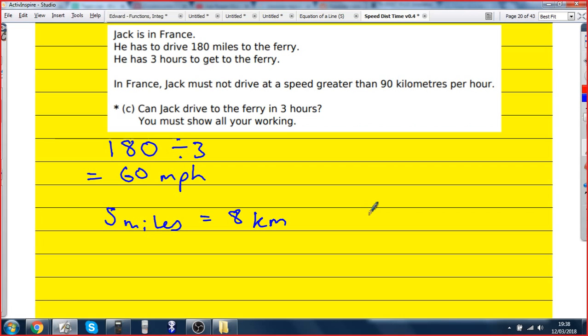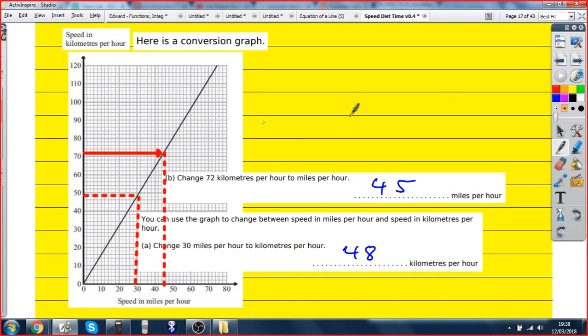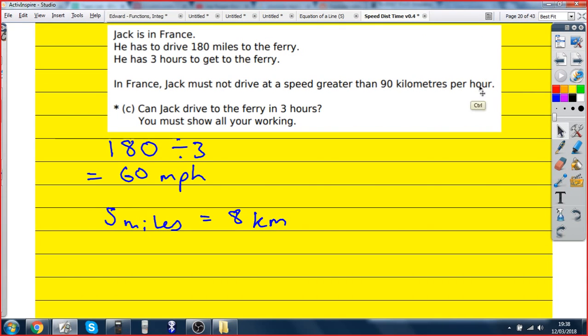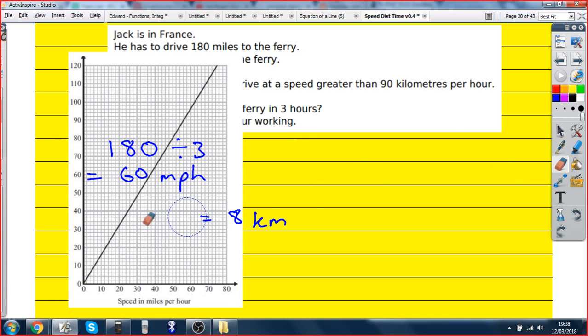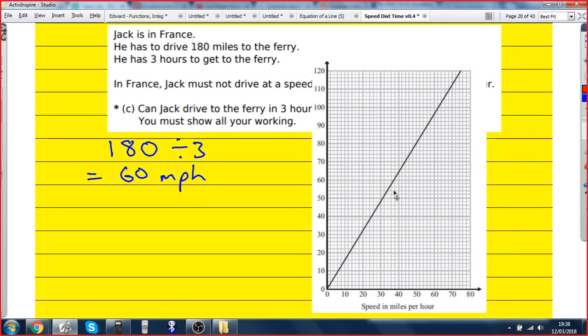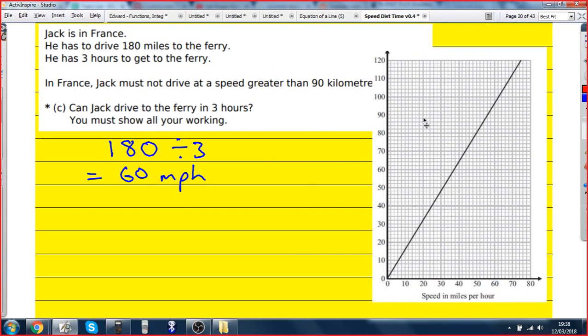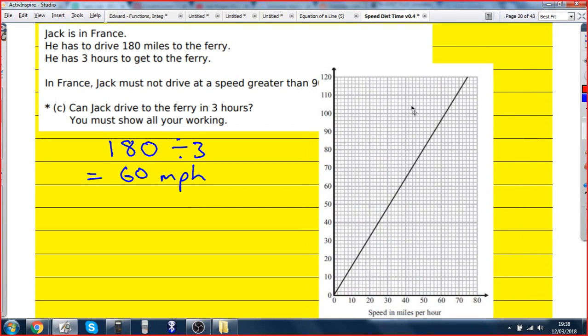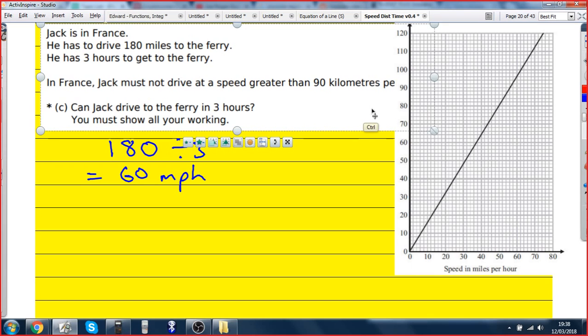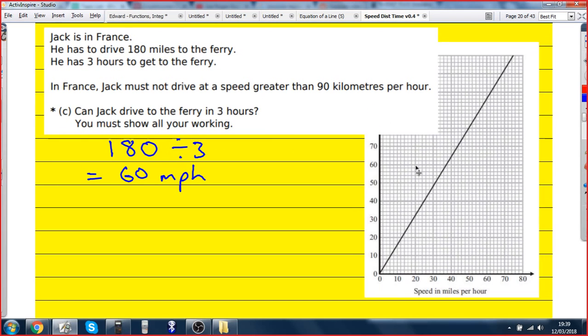Oh, okay, so 60. Wait. Oh, hang on. No, this matches up with this one, with the conversion graph. So this is the one it matches up with. This is the part C for this one. Okay.